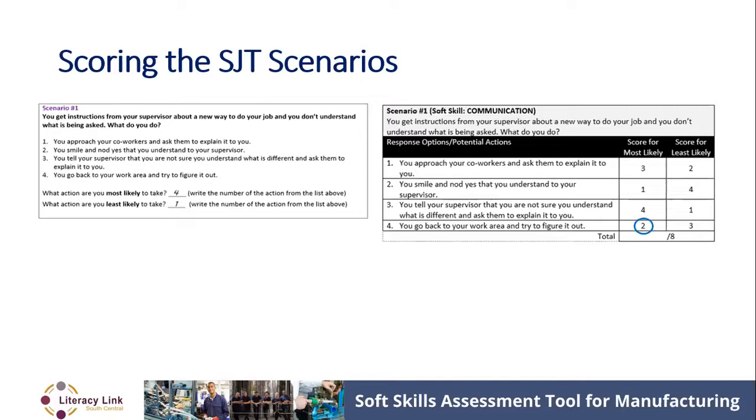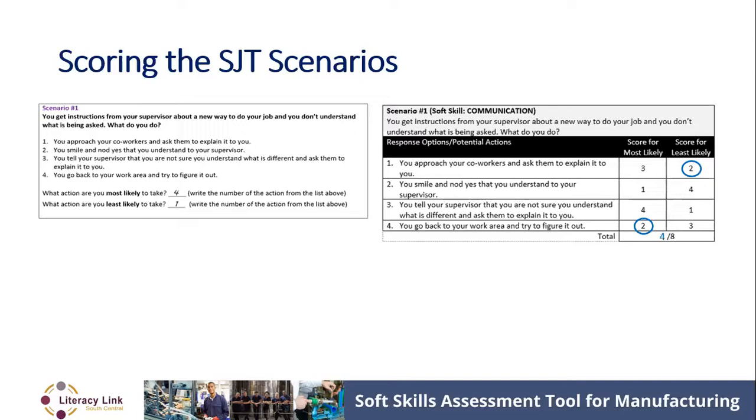Back on the left, we see this person chose the first statement as the thing they'd be least likely to do. If we look at the scoring key on the right, the least likely column shows us that choosing option 1 as least likely earns 2 points as well. That means the total score for this scenario is 4 out of 8.